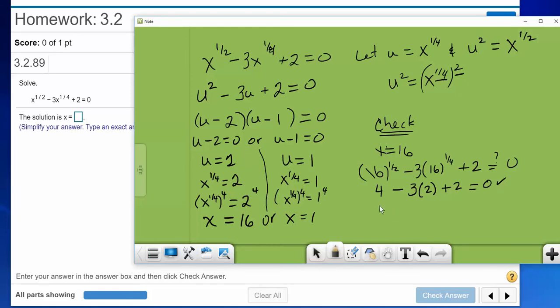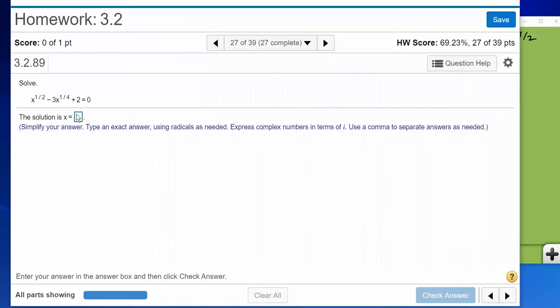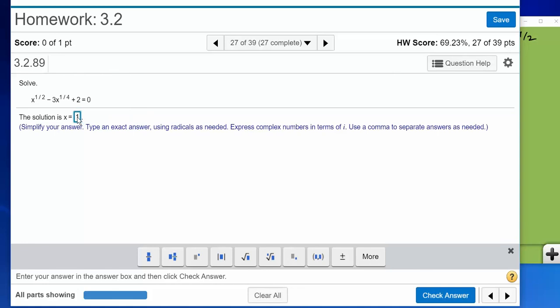That one works. Now let's check x equals 1. So we get 1 to the 1/2 is 1, minus 3 times 1 to the 1/4, plus 2. So we get 1 minus 3 plus 2, that equals 0. That one works. So both of these work. So we have 16, comma 1. Enter.